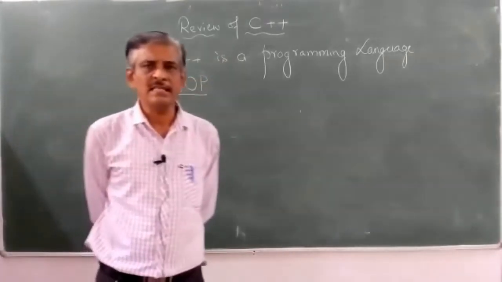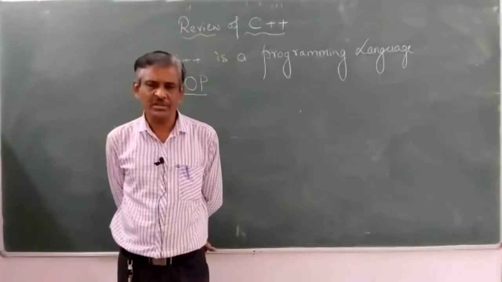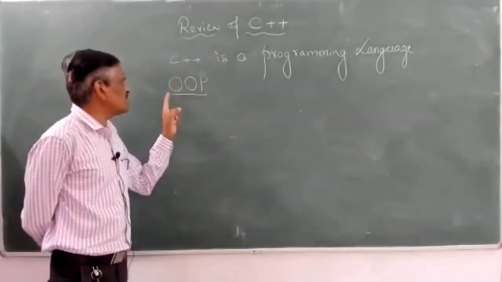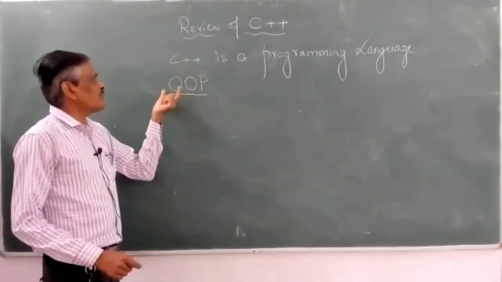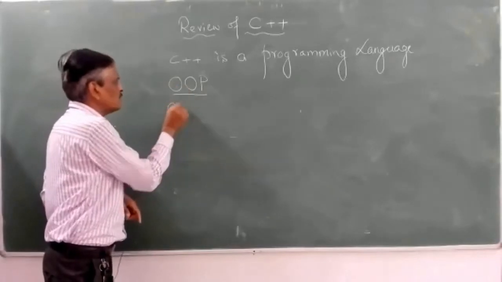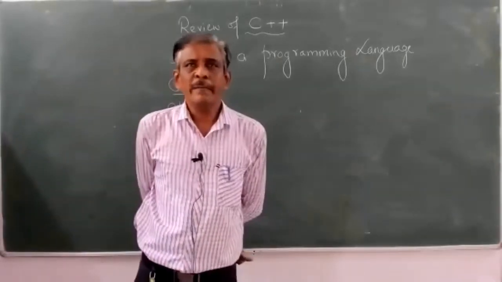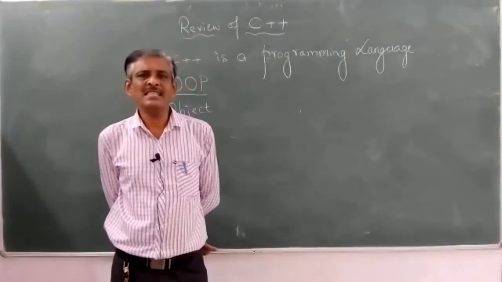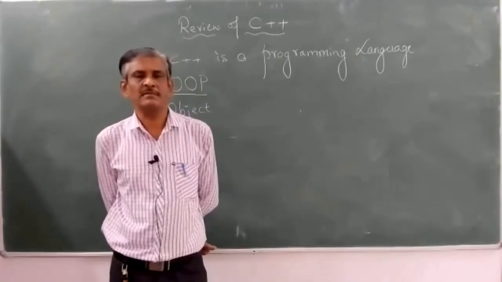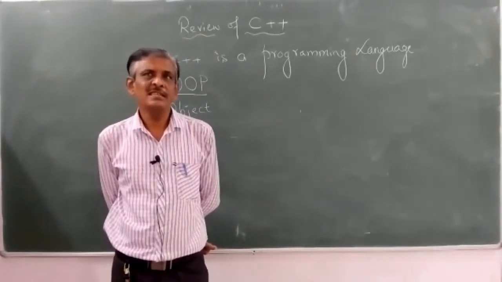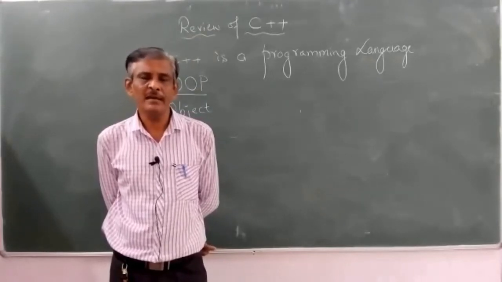C++ is an example of an object-oriented programming language. Whenever you come across this word, object-oriented programming language, the important word from this is the first one, object. It means in object-oriented programming, the emphasis is given on data instead of procedure.